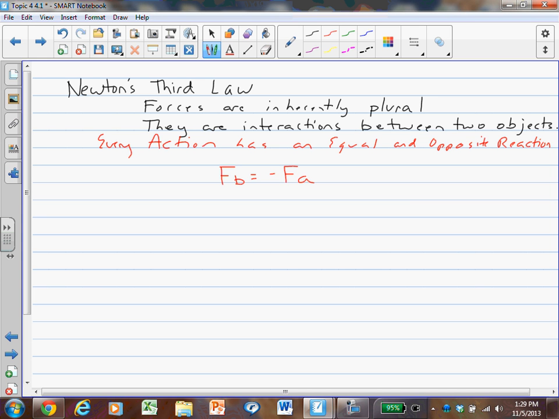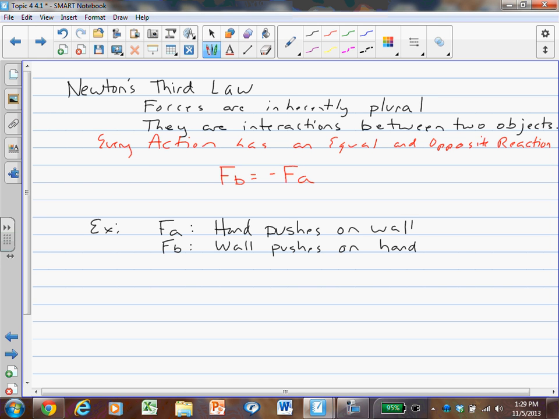In other words, if there's a force A, his hand pushes on wall, then FB is in the other direction, and it's the wall pushes on hand. You can only push on something as much as it's going to push back on you, because forces have to be paired together, and they are inherently plural.